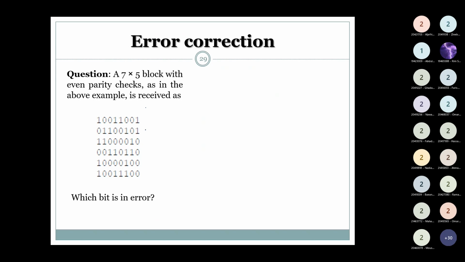Which bit now? You have received this block, and you need to check if there is an error or not, and to correct this error. First, you need to check every row, row by row. After that, you need to check column by column, and at the intersection of the error, of the column by row, you will have the erroneous bit.